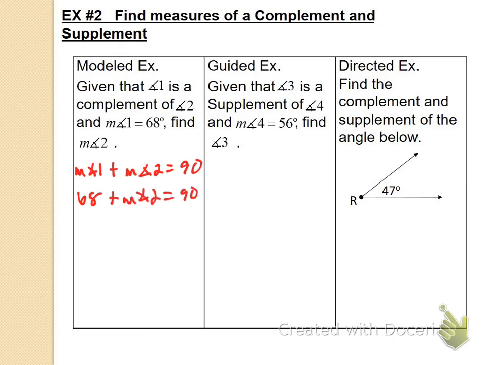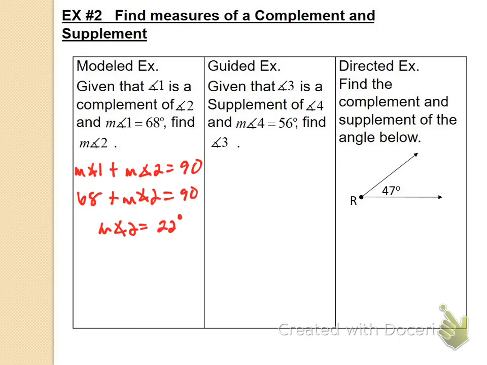And go through and solve. Subtract 68 from both sides. And you're going to find out that the measure of angle 2 should be 22 degrees. Okay? Now, that might be a little bit of the long way for some of you guys. You might be able to see right away, just subtract 68 from 90.